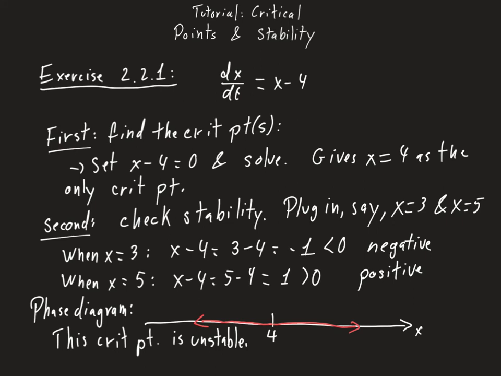Of course, some differential equations will be a little bit more complicated than just x minus 4, but the process is really just as simple. You just find the critical point by setting the right-hand side equal to 0 and solving, and then you plug in other values that are just above and just below all the critical points that you found to determine whether the derivative is negative or positive in each of those areas. You can draw the phase diagram just like this, not very difficult to do, and you just look at where the arrows are pointing to figure out if it's unstable or stable.